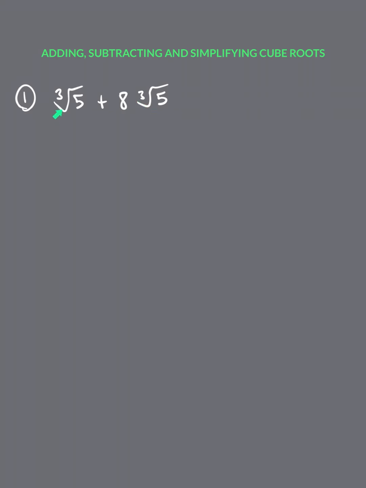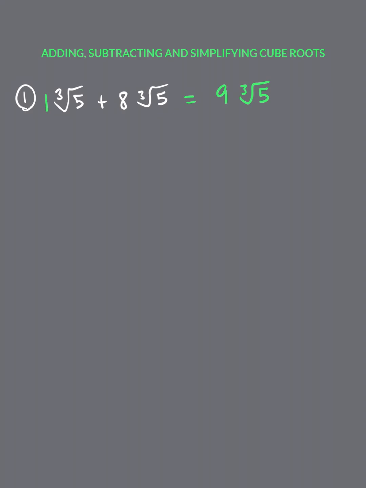Now since this is a cube root of 5 and this is a cube root of 5, we can add these together. This is really 1 cube root of 5 plus 8 cube root of 5 to give us a total of 9 times the cube root of 5. You can really treat cube root of 5 like an x. If this was x and this was x, 1x plus 8x would be 9x.